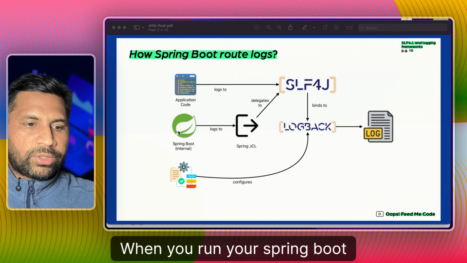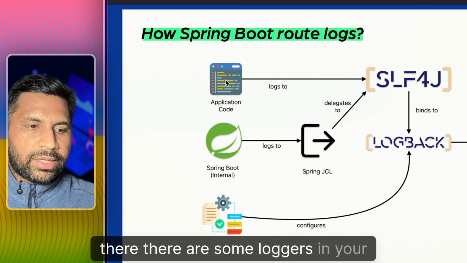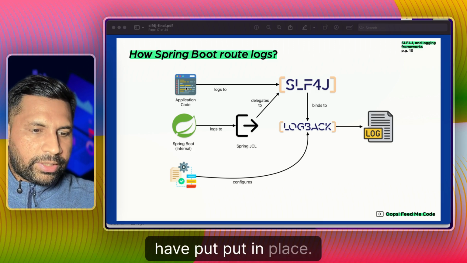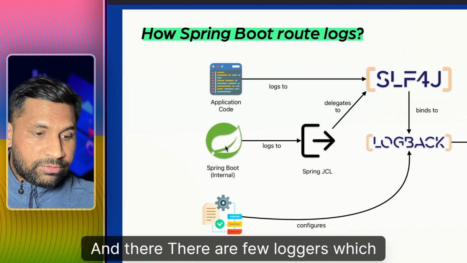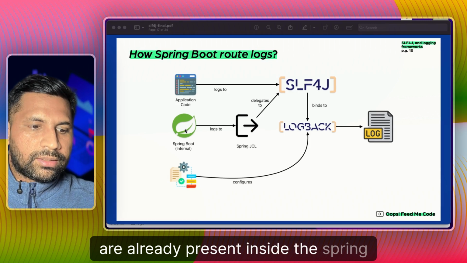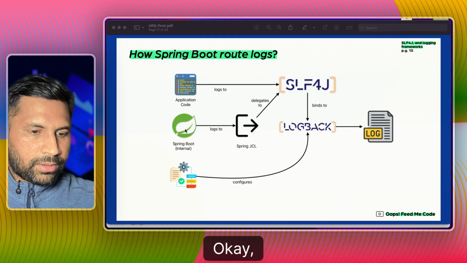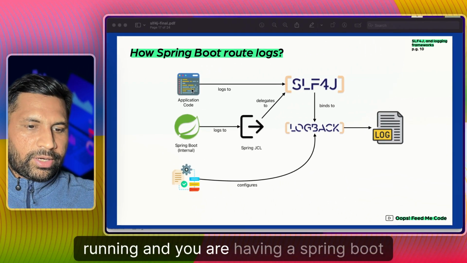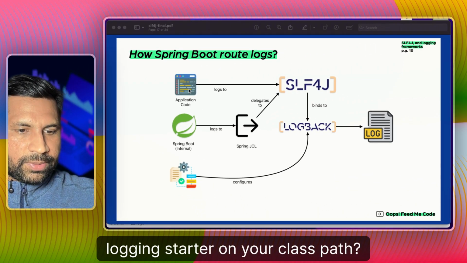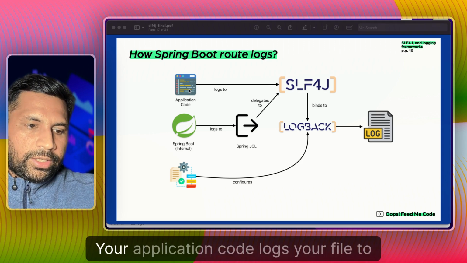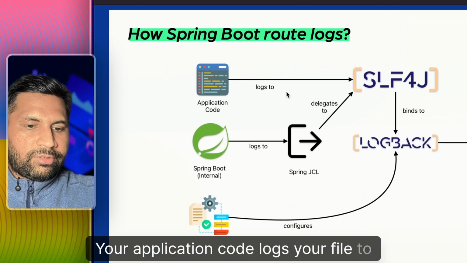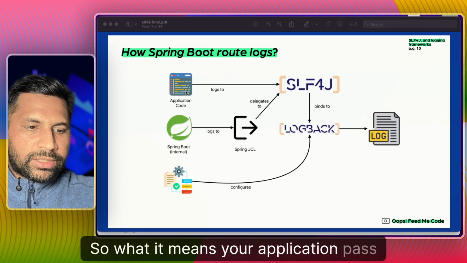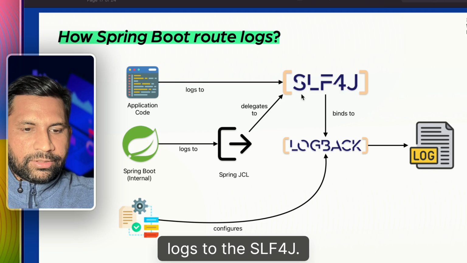So when you run your Spring Boot application, there are some loggers in your application code which you or your team have put in place. And there are a few loggers which are already present inside the Spring Boot jars. So what happens when your application is running and you have the Spring Boot logging starter on your class path? Your application code logs to SLF4J. What it means is your application passes your logs to SLF4J.